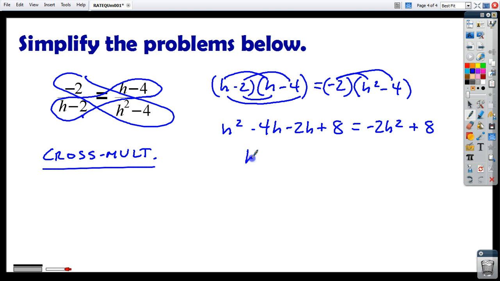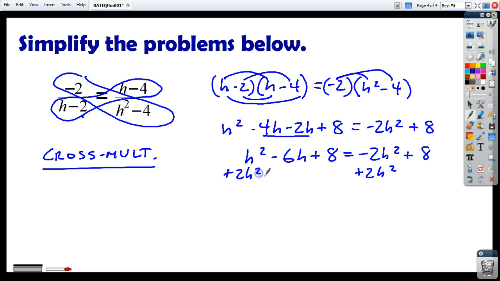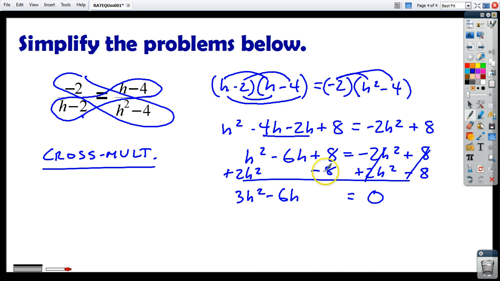Let's clean this up even further. We got some like terms here. H squared minus 6H plus 8 equals negative 2H squared plus 8. Now, the moment I see this, these H squareds, it means I can't solve by simplifying or just undoing it. I have to solve by factoring. So let's get this side equal to 0 by adding 2H squared to both sides and subtracting 8. I'm going to do two moves at once only because I'm running out of space here. These and these will cancel, and I'll get 0 on this side. Over here I'll get 3H squared minus 6H plus nothing.